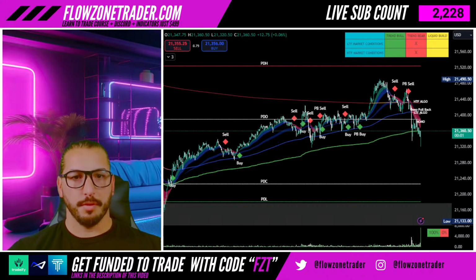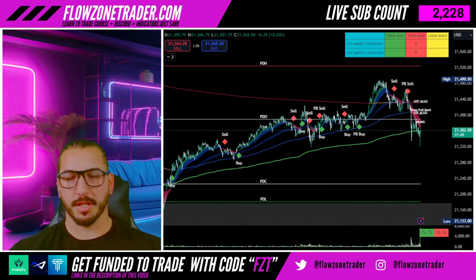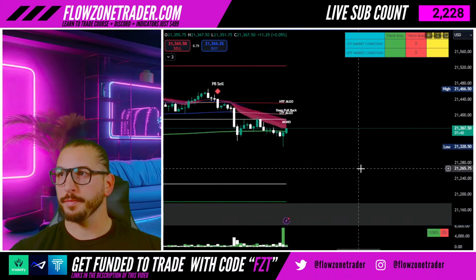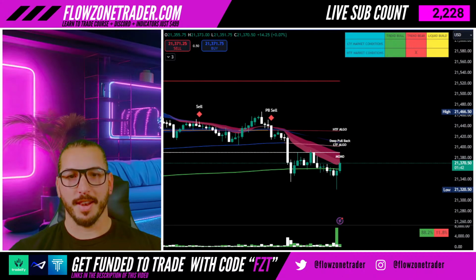So coming back through VWAP. Do we get this breakthrough VWAP here? There's the breakthrough VWAP. Thinking about taking this long for a scalp, but we're still in downward momentum. But we are holding those 320s.